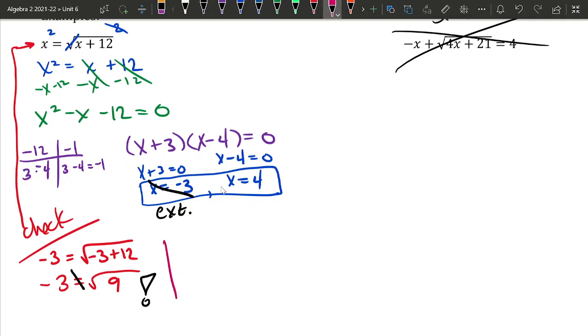And then we have to check the other one also. We need to check 4. So 4 equals the square root of 4 plus 12. So 4 equals the square root of 16. Yeah, that's true. 4 equals 4. So we have one solution here. X equals 4.